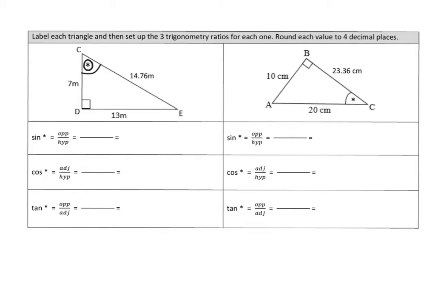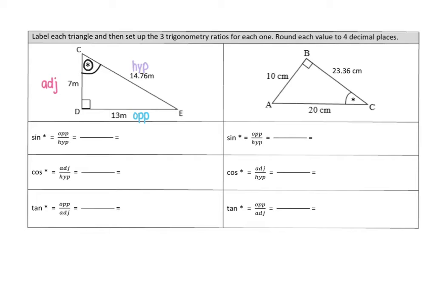So in the first example, we have the reference angle up at the C angle. This means that the opposite is going to be across from that, or where the 13 meters is. Our hypotenuse, of course, will be across from the right angle, so that will be the 14.76. And the adjacent will be between the reference angle and the right angle at 7. Now we can use this information and our trig ratios to set up our proportions.